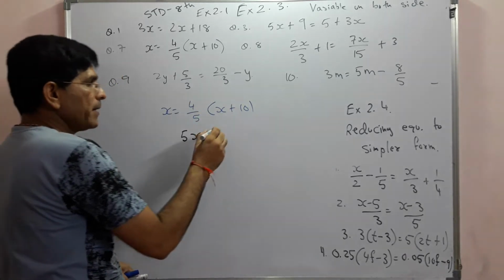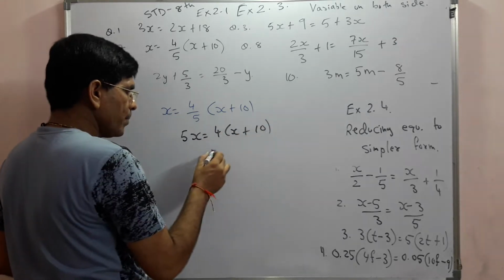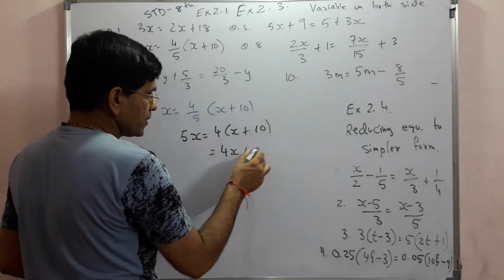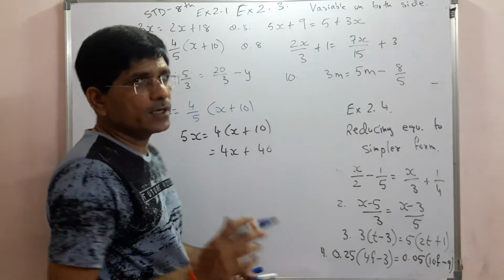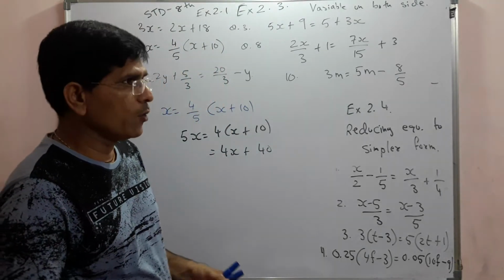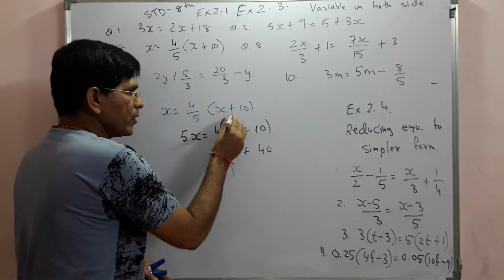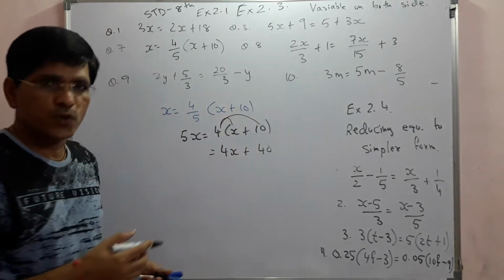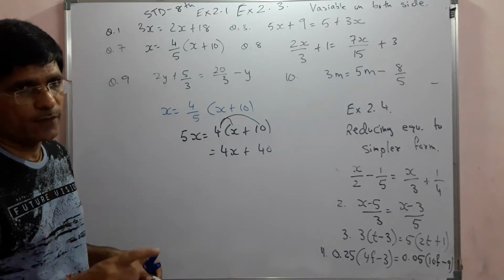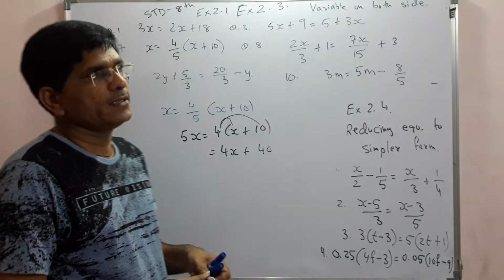Now we have to open the bracket, that is 4 into x plus 10. If I open the bracket, then 4x plus 40. Mostly students make the mistake of writing 4x plus 10. But when you open the bracket, you have to multiply with this also. 4 should be multiplied with x and 4 should be multiplied with 10.